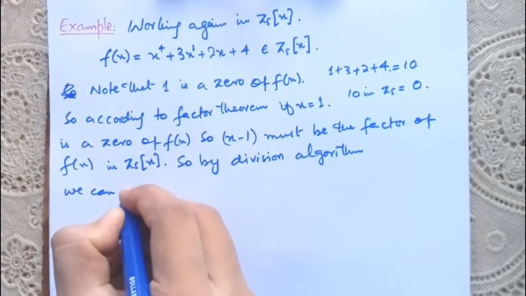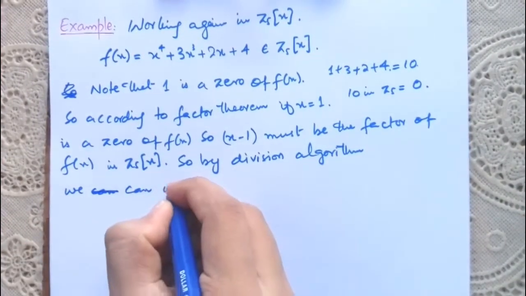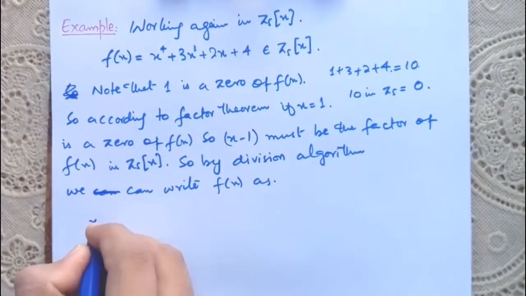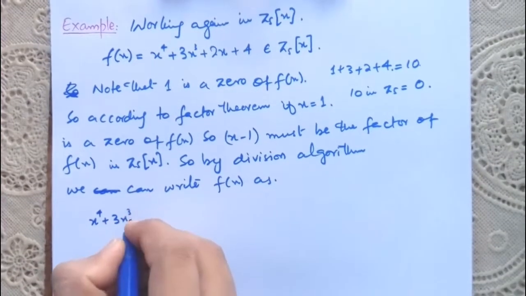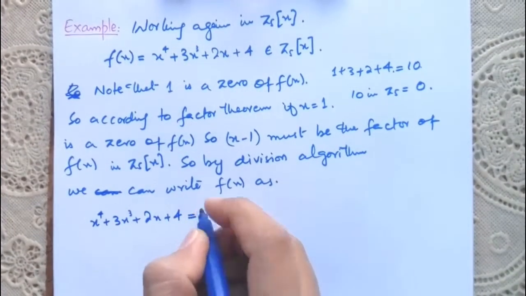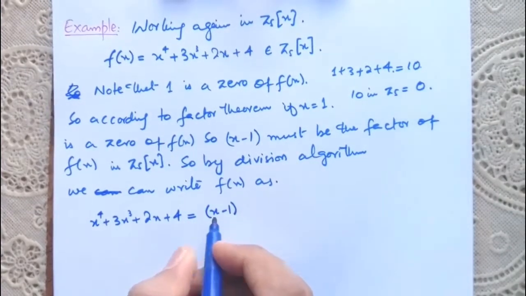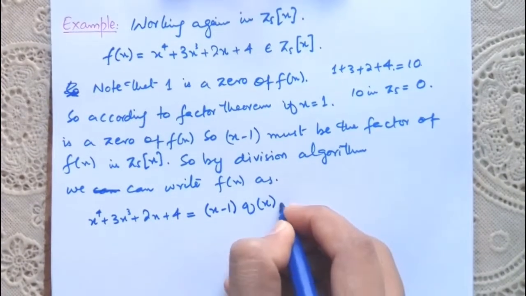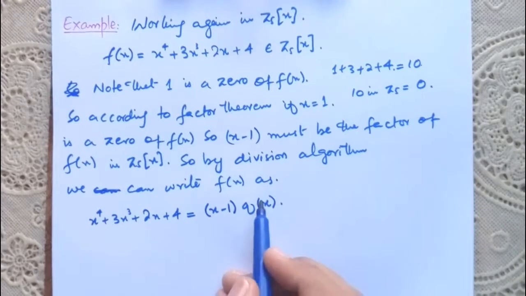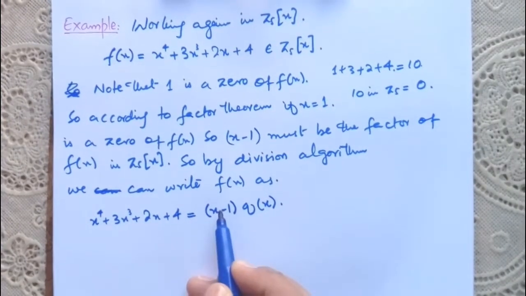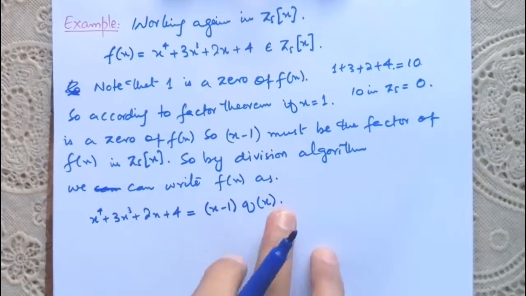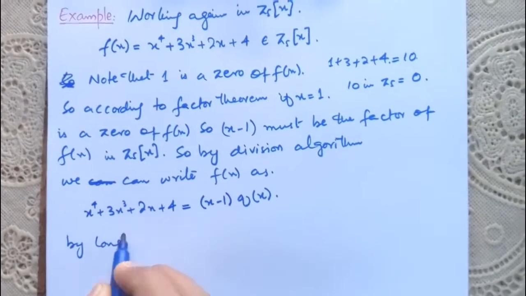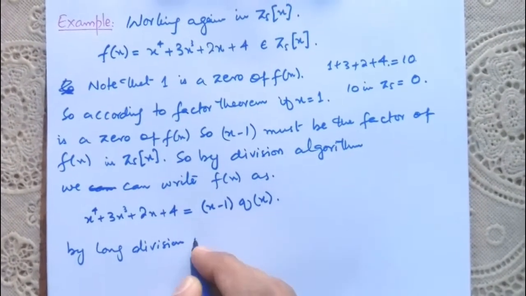we can write f(x) = x^4 + 3x^3 + 2x + 4 = (x - 1) q(x). That means x - 1 is a factor of this polynomial, and the other factor is q(x), which is of degree 3, because this factor is of degree 1. So we can find q(x) by long division.